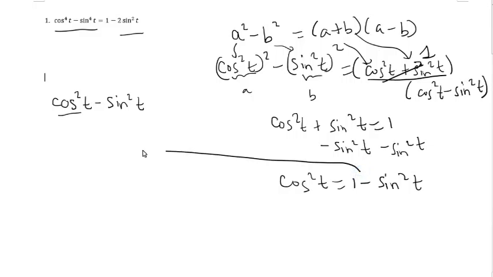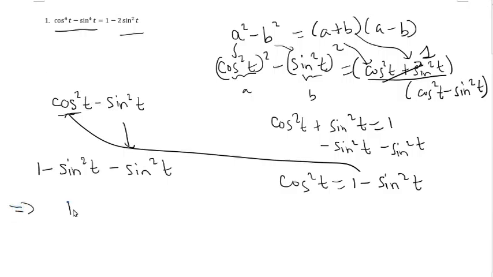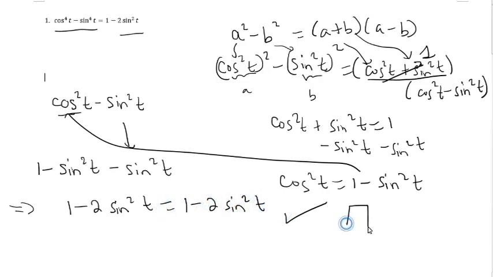Now we can make a substitution there and substitute in for cosine squared. So that becomes 1 minus sine squared. And then don't forget to bring down your other sine squared, and then combine like terms. So this becomes 1 minus 2 sine squared. And notice how the two sides now match. Okay, so we have proved this, and I showed this with a little square to show that I'm done with my proof.